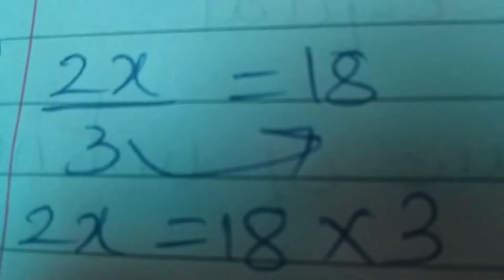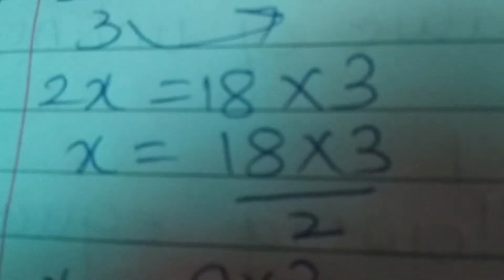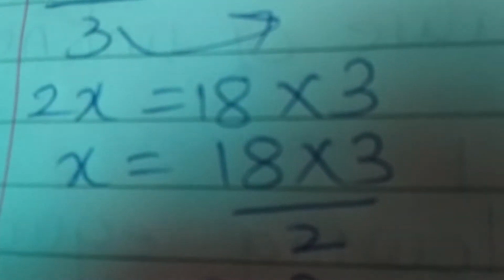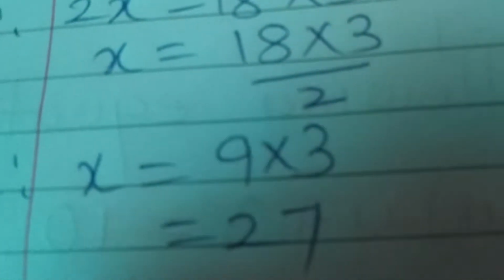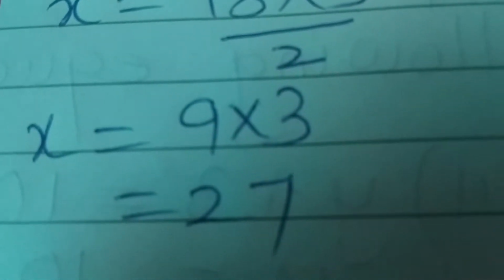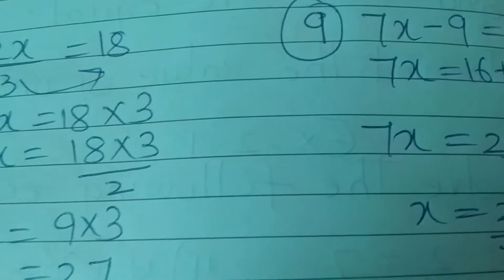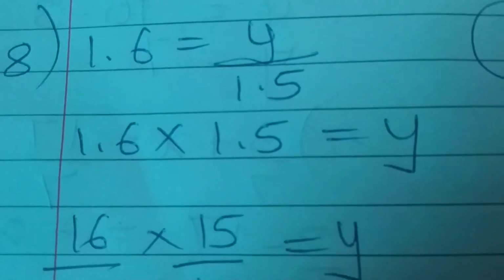Seventh, 2x upon 3 is equal to 18. 3 is in the denominator. Take it up. 2x equal to 18 into 3. Now x equal to 18 into 3, and this 2 will come down. So we get x equal to, 2 9s are 18, 9 3s are 27. Now eighth one. See, eighth one is a little different because it is in decimal.